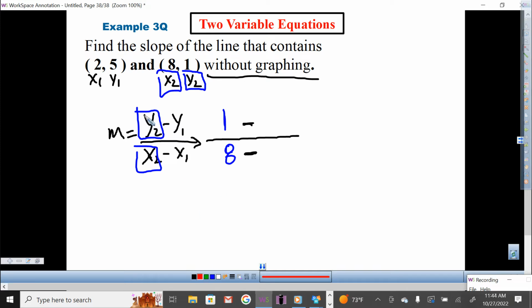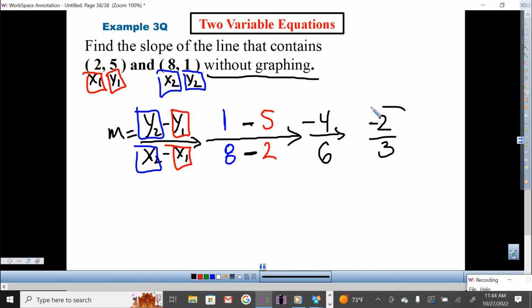Let's go to the next one. What is y sub 1? Y sub 1 is 5. And x sub 1 is 2. Here we go. What is 1 minus 5? That's negative 4. What is 8 minus 2? 6. Simplified, this is negative 2 thirds.